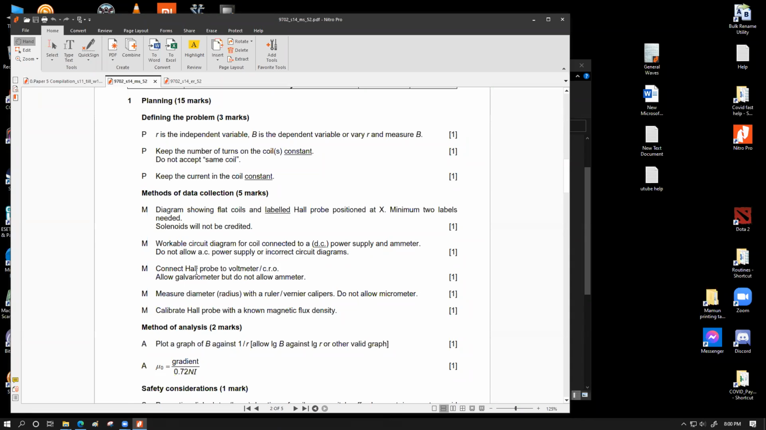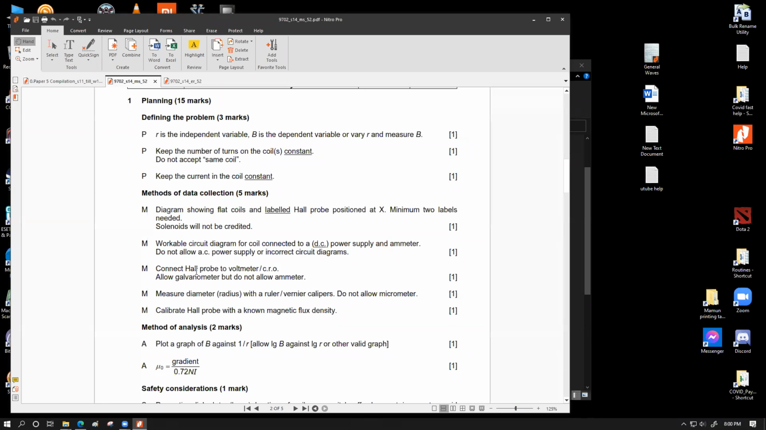Be careful. Then measure the diameter, radius, with the ruler or the vernier calipers. Do not allow a micrometer. Obviously there is no point in measuring the radius; measure the diameter, which is going to lead to the radius, with the ruler or vernier caliper. You should mention that it is measured in multiple places for the maximum length.